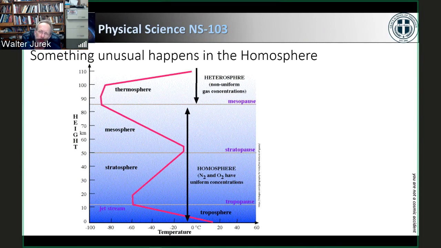Now, I didn't say it before, but between each layer, the boundary between the two layers is given a name, and it's called the pause. Way over on the right hand side, see where it says tropopause in purple? That's kind of like that imaginary line between the top of the troposphere and the bottom of the stratosphere. As you transition out of the troposphere, still going up, what's interesting is the temperature basically levels off. And it's actually right around minus 57 degrees Celsius.